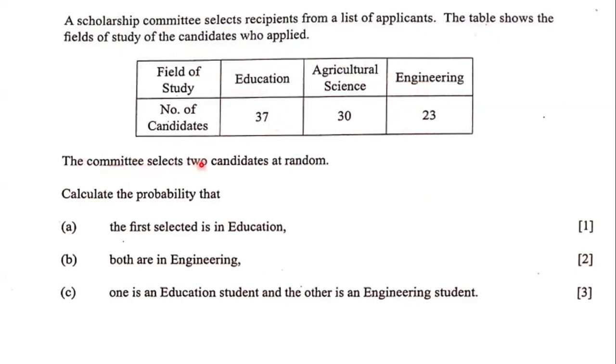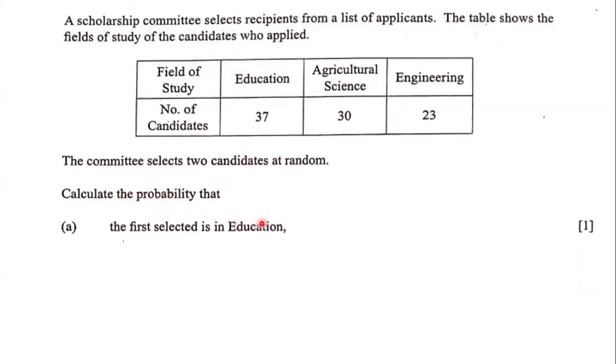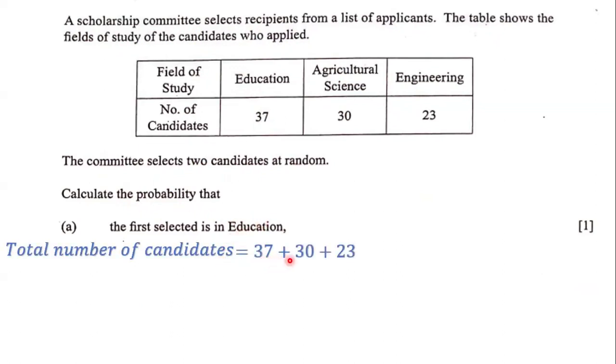The committee selects 2 candidates at random. Calculate the probability that the first selected is in education. And so let's figure out the total number of candidates. The total number of candidates is going to be 37 plus 30 plus 23. And that gives us 90.